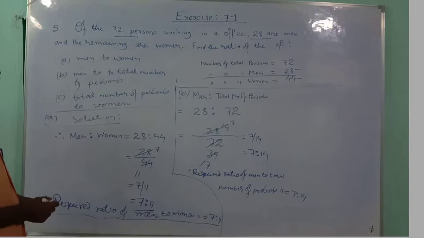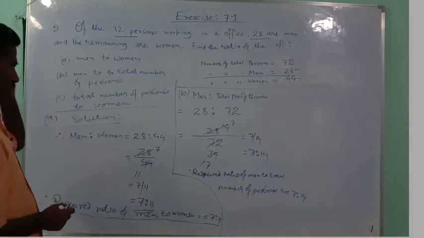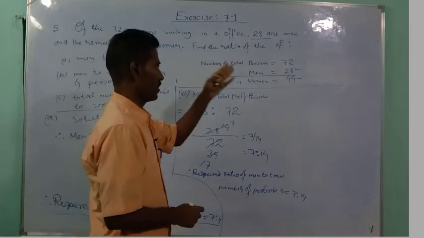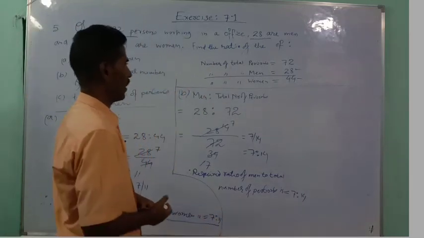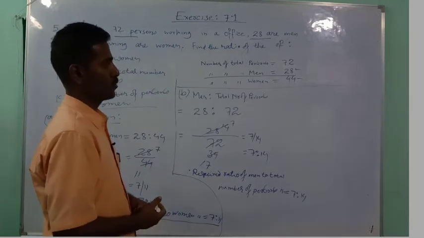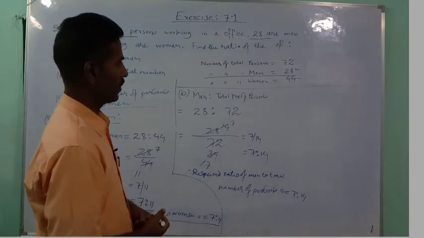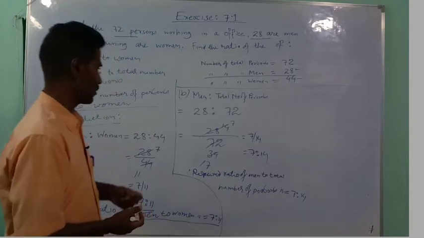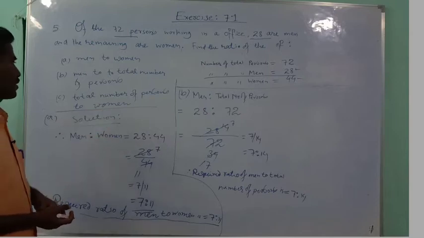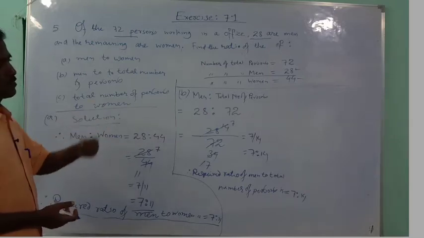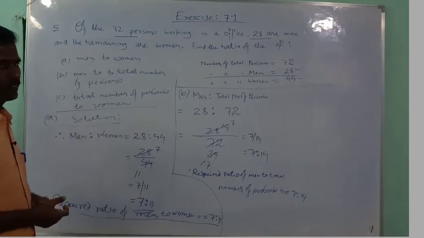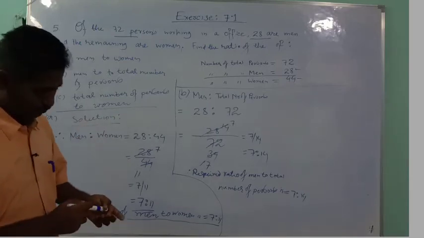Total number of persons to women, that means the total number of persons is 72 and women is 44, so 72 is to 44. You proceed on your own. Question C you do yourself, it's very simple. Total number of persons to women: 72 is to 44. I'm not going to do this one.